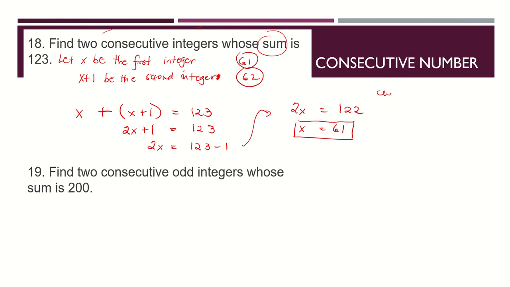So, if we're going to check, okay, so, x is 61. 61 plus 61 plus 1 equals 123. So, 61 plus 62 is 123.